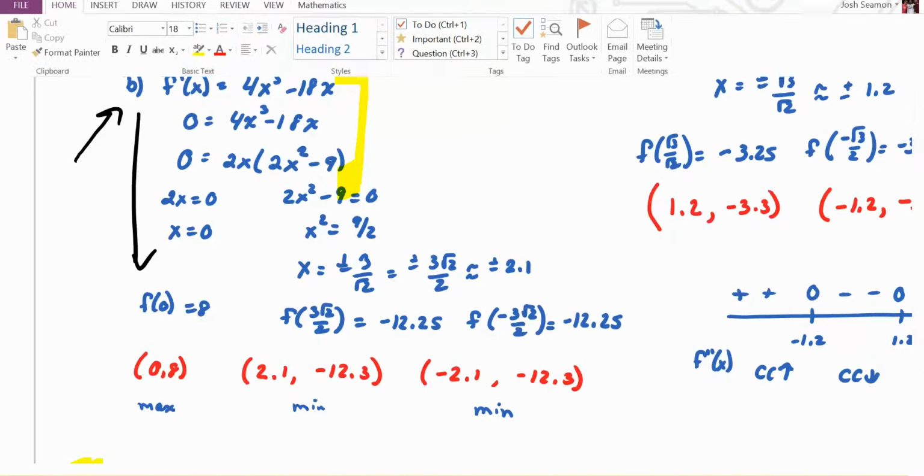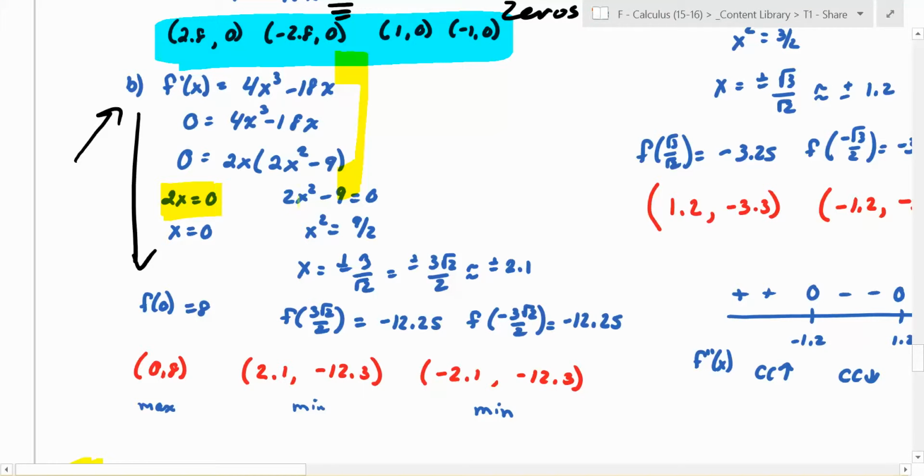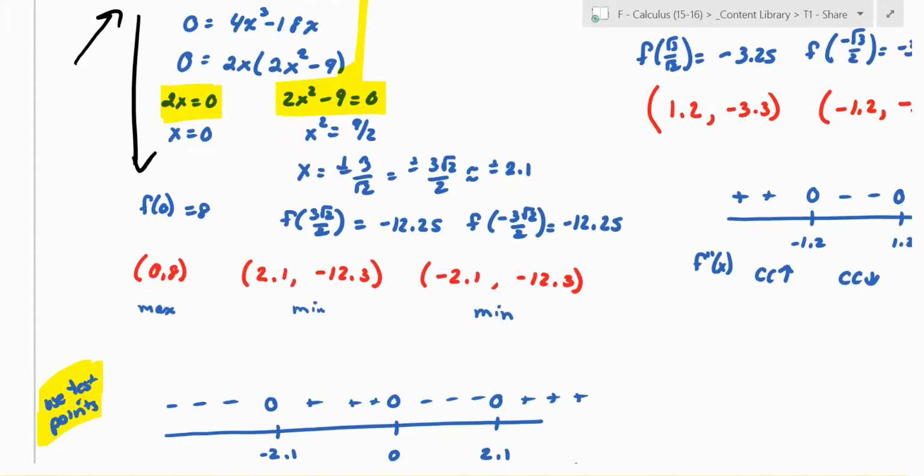We've done this so many times when we factored. You have 2x equals 0 and you have 2x minus 9 equals 0. You solve both. So how many answers are there? Well, there's one here. There's the 0. X equals 0.